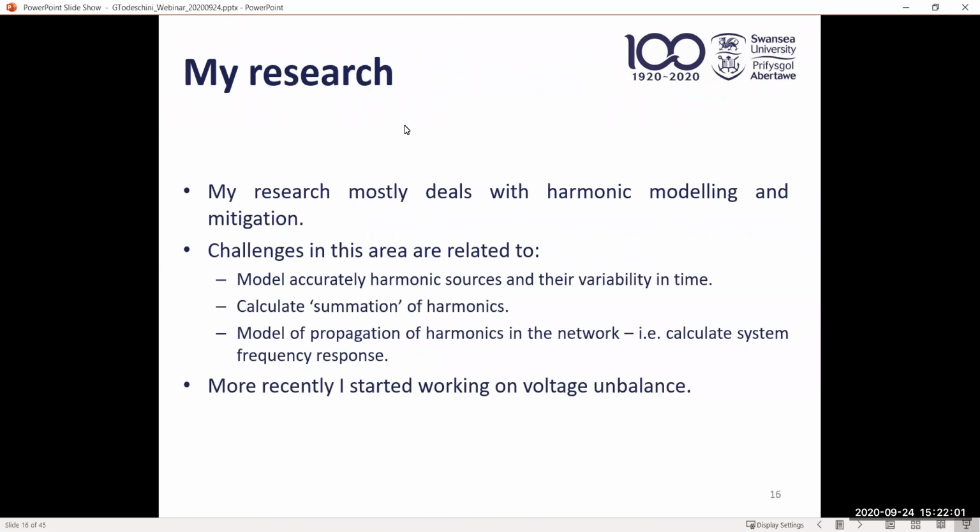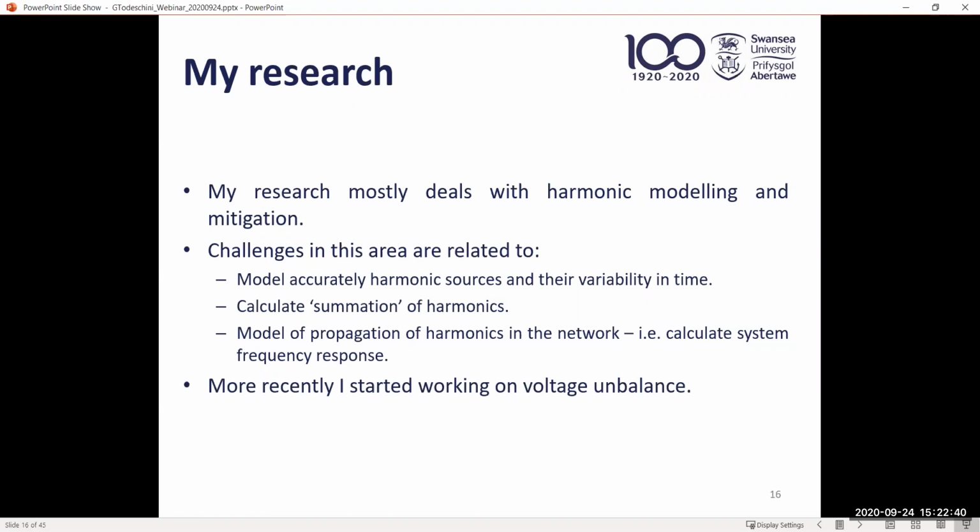My research within all this context deals mostly with harmonic modeling and mitigation. Part of the reason is because I think there is quite a lot to do in this area, there are a lot of opportunities, and it's really the topic I started to study during my PhD. So I always had the passion, as I said earlier, for this area. There are many challenges here. I could spend a lot of time discussing the challenges, but for the sake of time, I will be very brief.